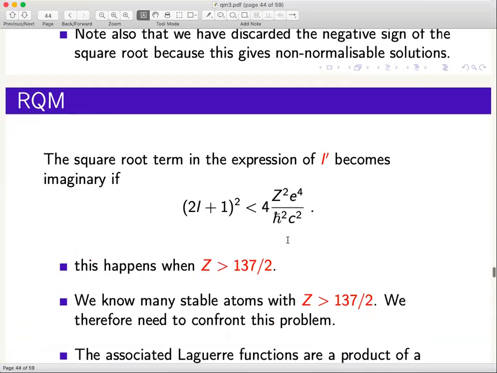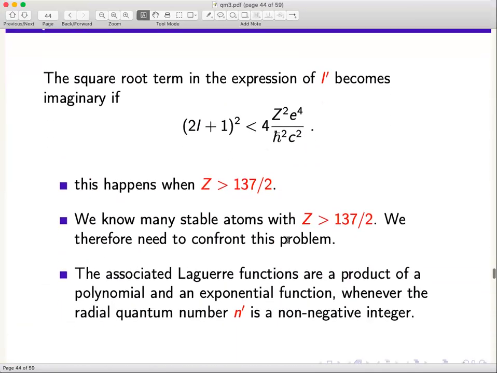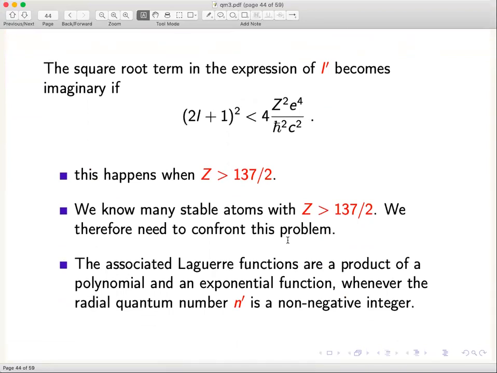Okay, so this is the problem. You can ask a question: what is the value of z for which such a thing would happen? You could choose the value of L as small as possible for this to happen, and the smallest value of L that you can take is 0. If you do that, then you find that if z is greater than 137 by 2, you hit this problem.